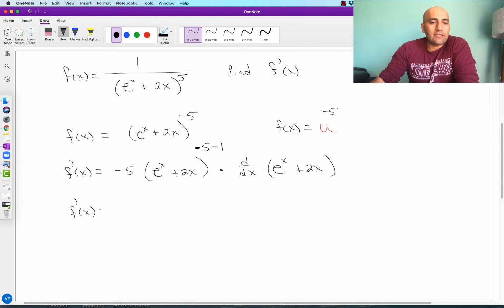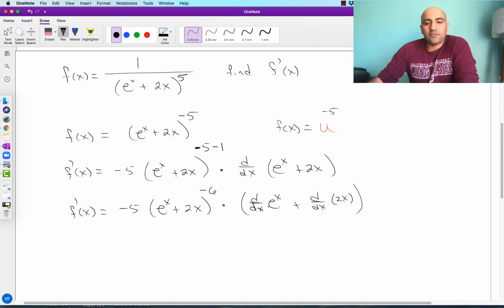So f prime of x is equal to minus 5 e to the x plus 2x to the power of minus 6 times, and now the derivative of this, well, that's just going to be equal to the derivative of e to the x plus the derivative of the 2x. And that should be easy. That's just going to be e to the x, and this is just going to be a 2. So f prime of x is equal to minus 5 e to the x plus 2x to the power of minus 6 times e to the x plus 2.